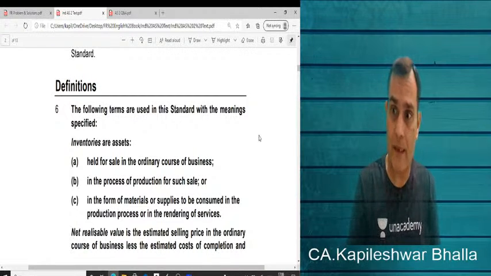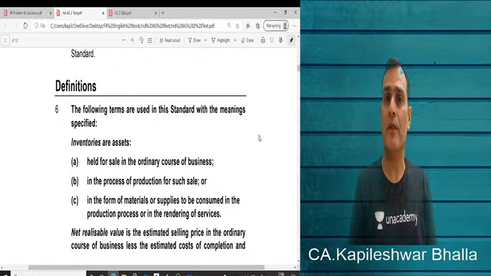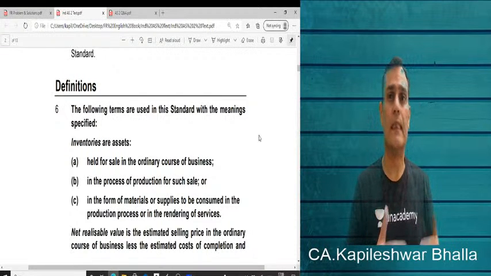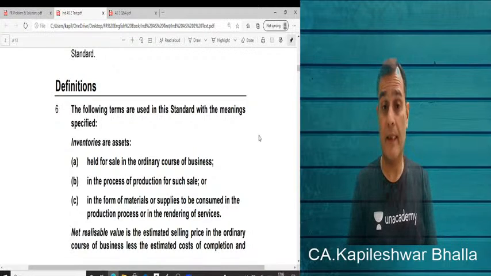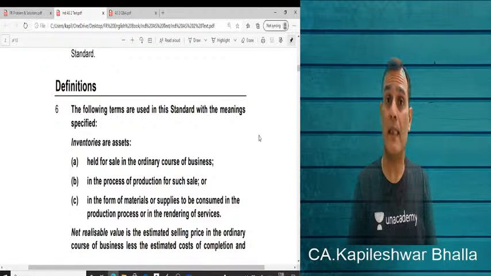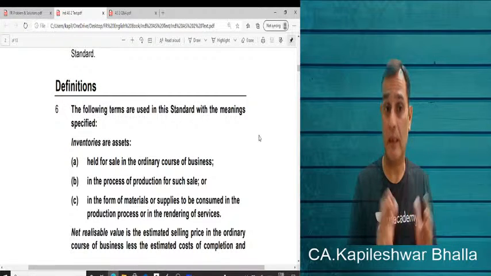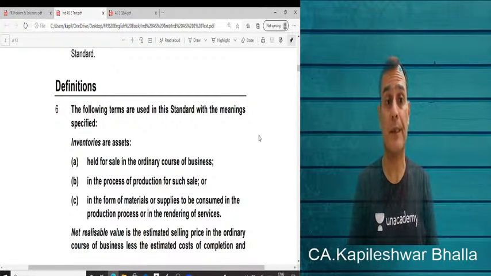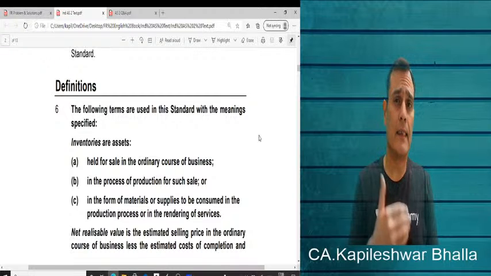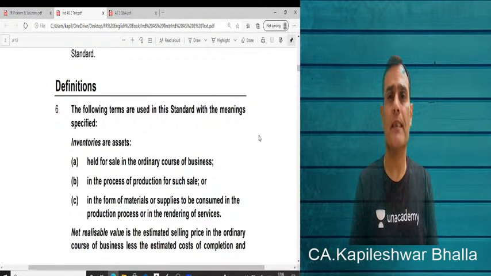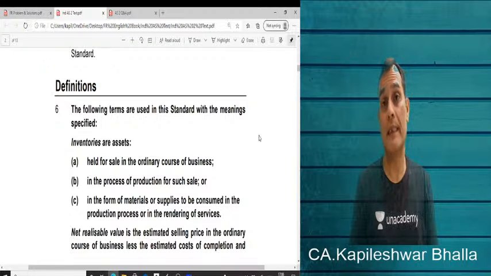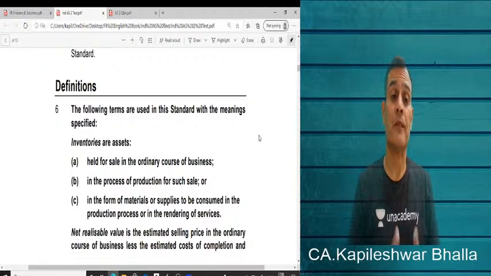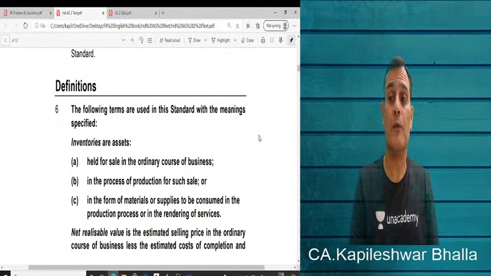Now, further, if you read para number 6, it says inventories are assets. So the first thing you need to prove is that the given tangible or intangible items are assets. Then you need to prove it fulfills either A or B or C. Now, when you look at points A, B, C, let's read what is given there. It says in point A that it is held for sale. So the second thing you need to see, when you call a tangible or intangible item inventory, is the purpose of holding the inventory.